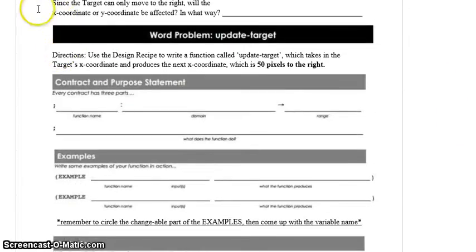So next page, since the target can only move to the right, will the x coordinate or the y coordinate be affected, and in what way? So when we think about movement to the right, that's movement in the x direction, and specifically the x coordinate will increase. Moving to the right, the x increases.